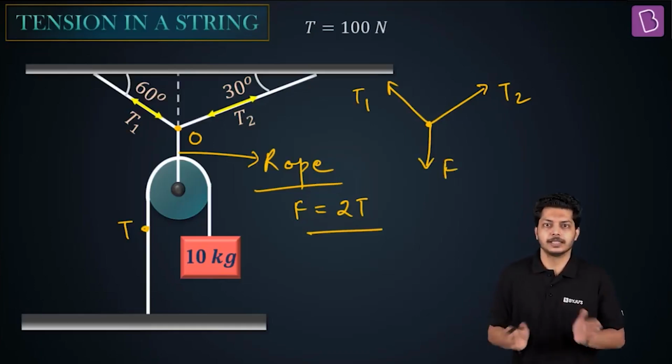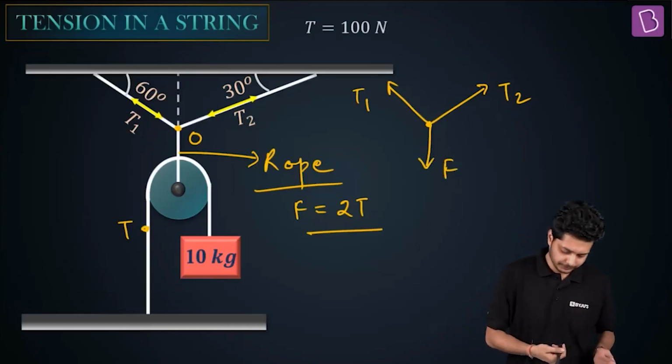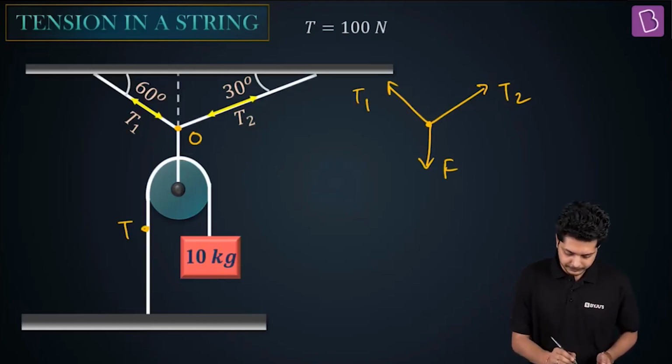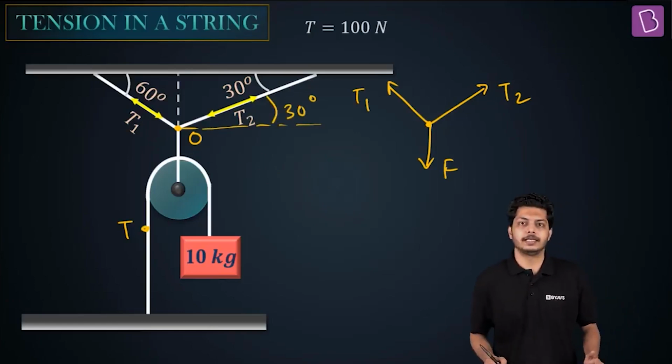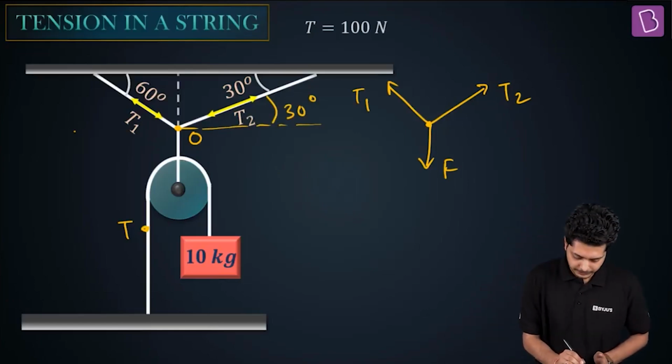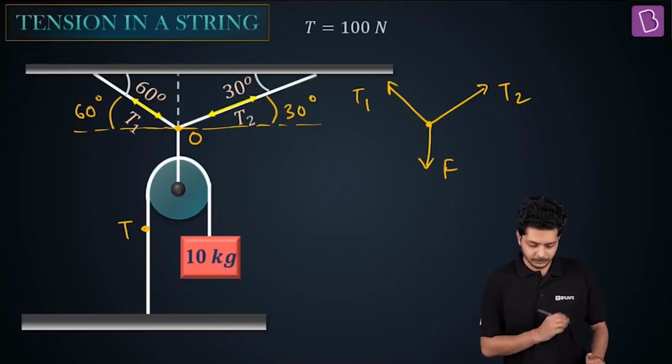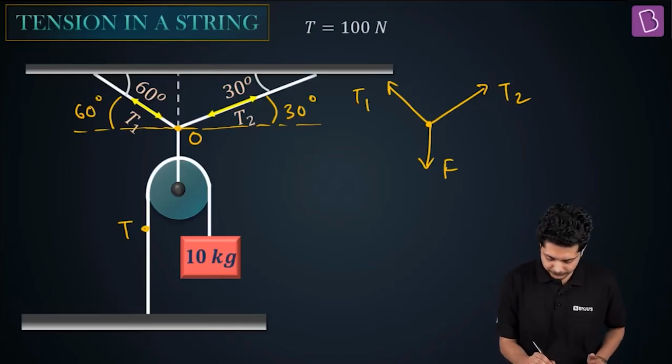Now these are the forces acting at this point. Let's resolve and balance. Since this is 30 degrees, we can say this angle is also 30 degrees, alternate interior angles. Here also we can say this is 60 degrees. So let's resolve into components. Here we have 30 degrees.